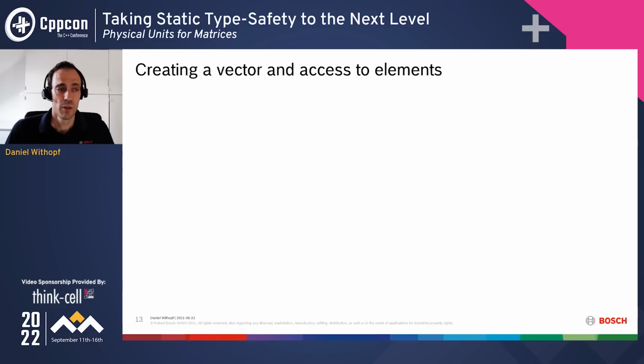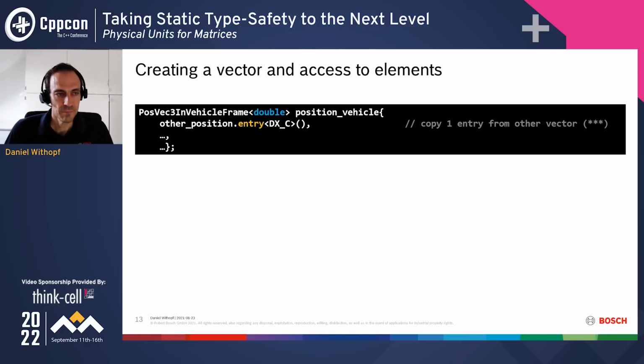Now, I want to move on and show you how you can create a vector and access its elements. Here in the first example, we're creating such a 3-dimensional position vector in vehicle frame. And we now have 3 different ways how we can list the individual elements. The first and most type-safe way how we can initialize an element is to call the entry method on another vector. And here we simply specify, okay, we want to have the dx index from this vector. And then it's also automatically assigned to the first entry in the vector we're constructing, which again has to describe that dx index. Otherwise, the user would get a static assertion.